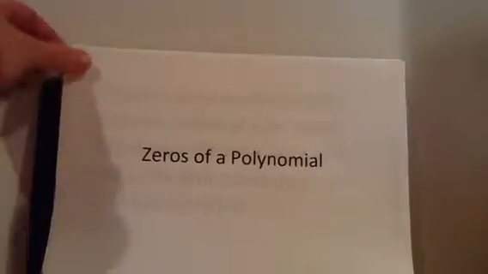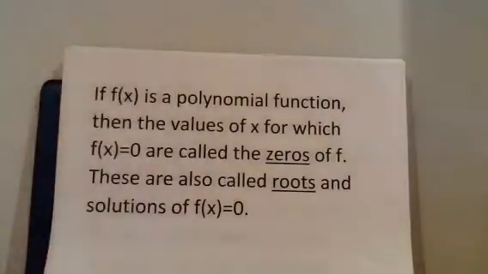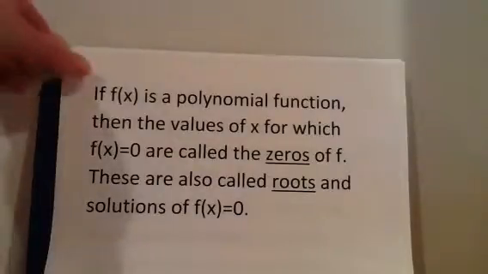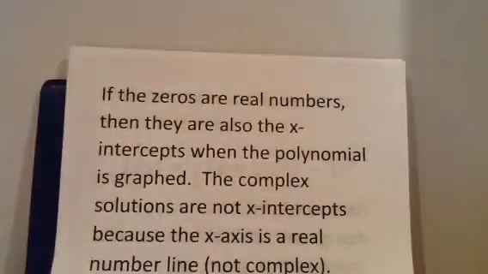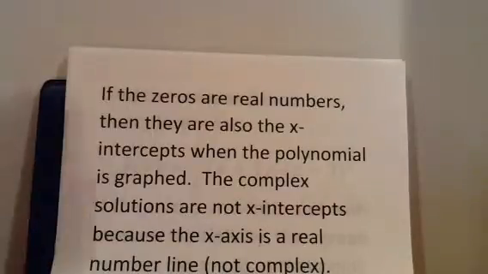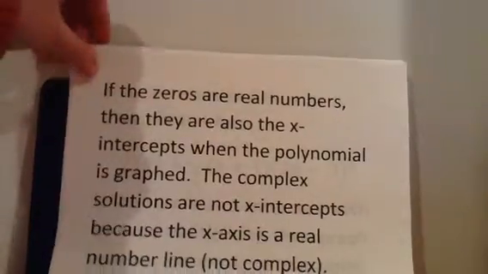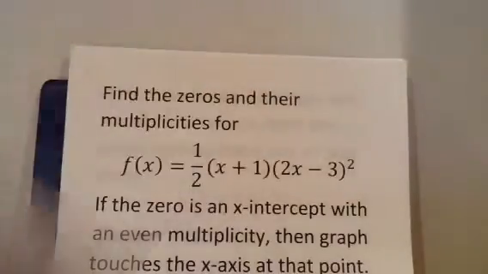Zeros of a polynomial. If f of x is a polynomial function, then the values of x for which f of x equals 0 are called the zeros of f. These are also called roots and solutions of f of x equals 0. If the zeros are real numbers, then they are also the x-intercepts when the polynomial is graphed. The complex solutions are not x-intercepts because the x-axis is a real number line, not complex.